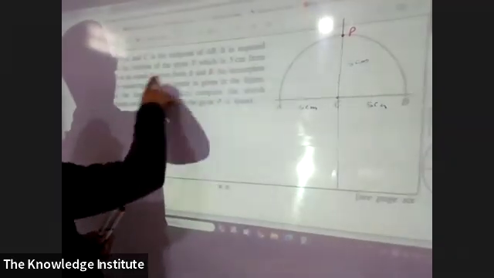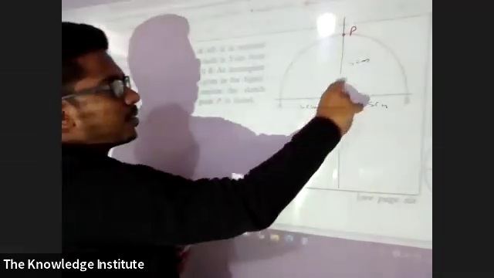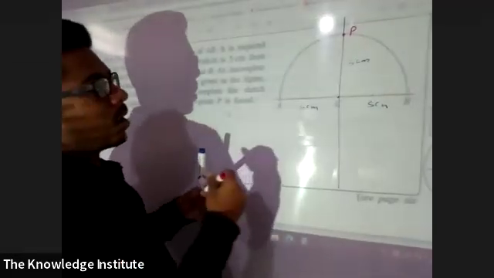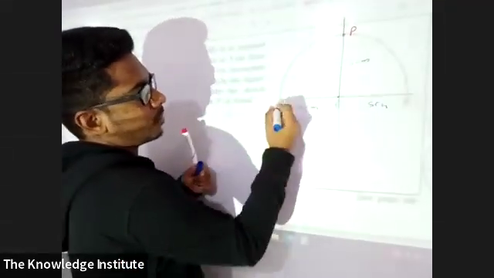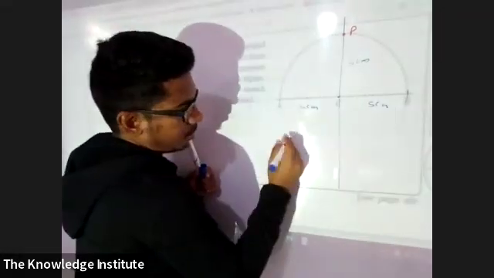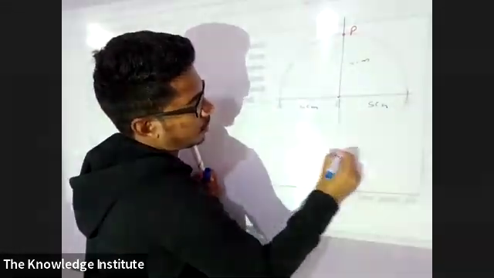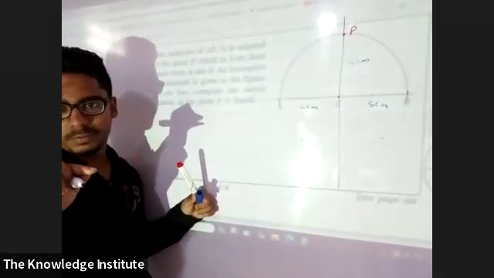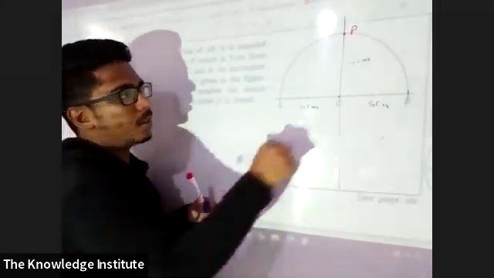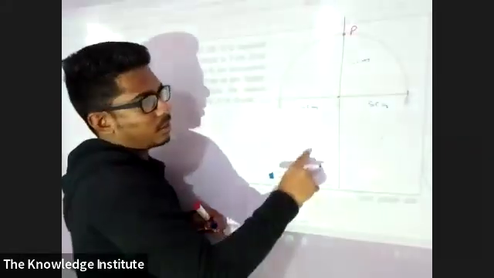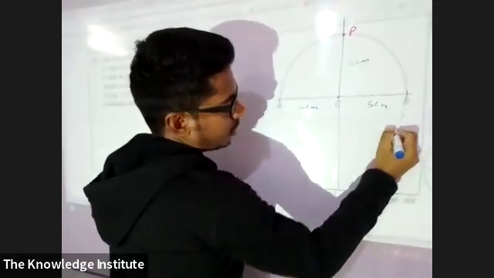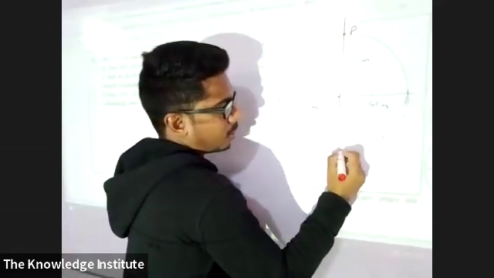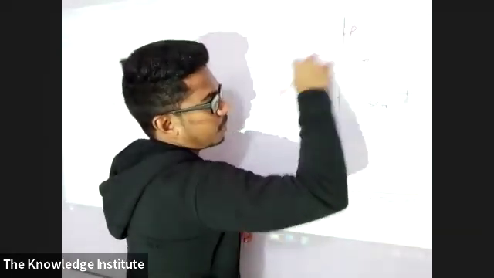P is 5 centimeters from C. 5 centimeters from C means you have to draw a complete circle, taking C as the center. So if you take that circle, then P can be found in two places, either here or here, because it is the intersection of this circle and this line.